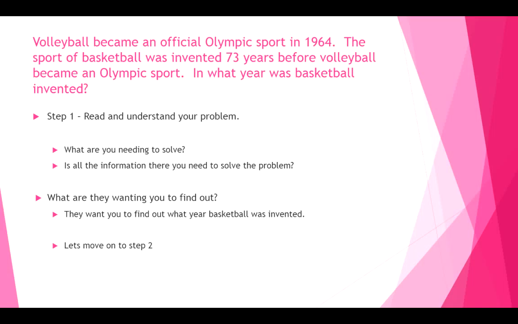Here's the problem that we will work out together. Volleyball became an official Olympic sport in 1964. The sport of basketball was invented 73 years before volleyball became an Olympic sport. In what year was basketball invented? Let's do step 1. Read and understand your problem.